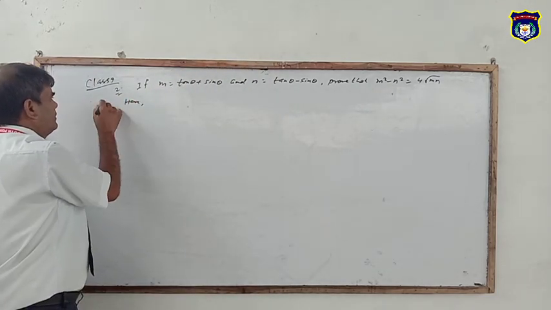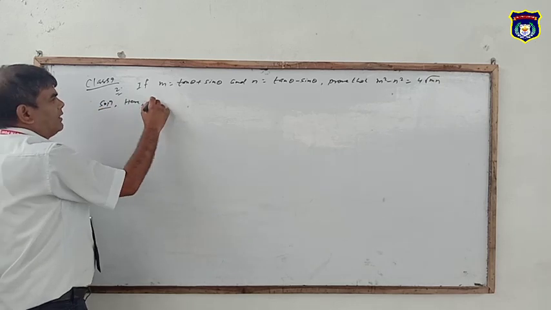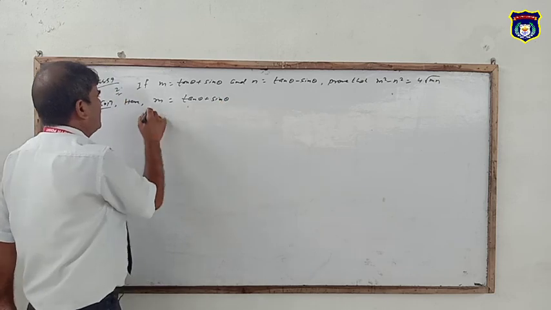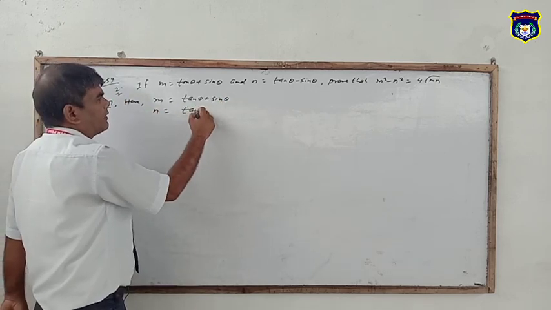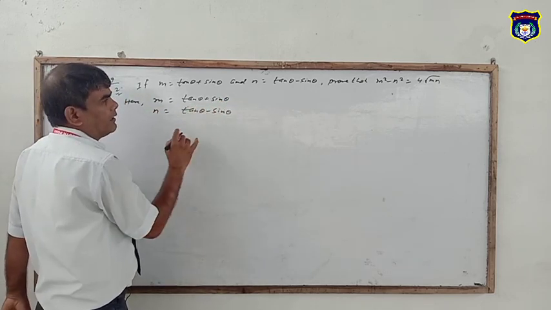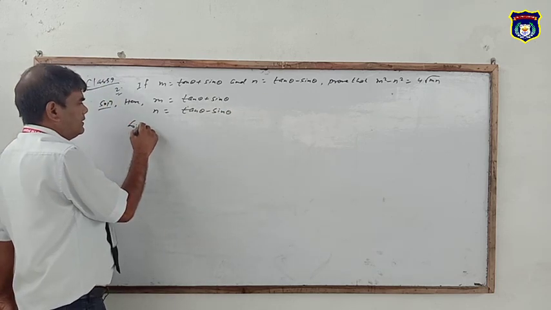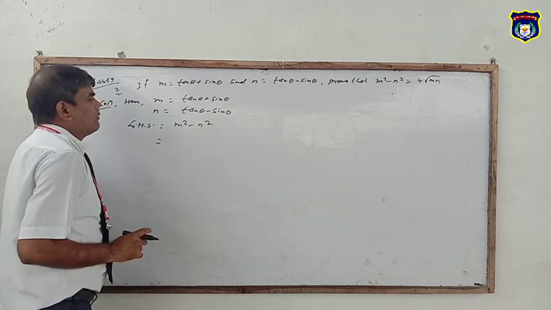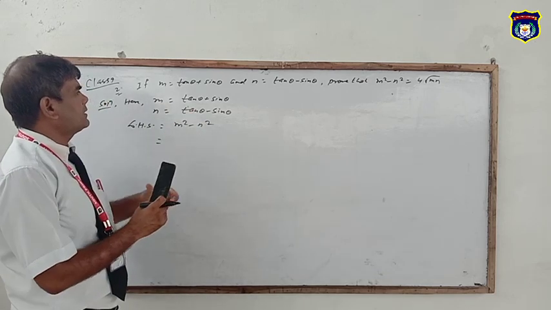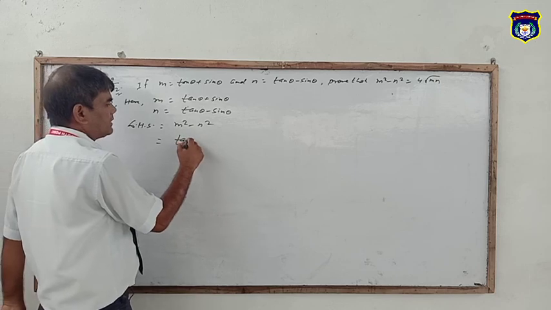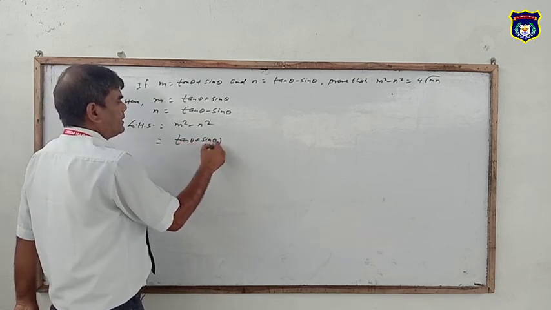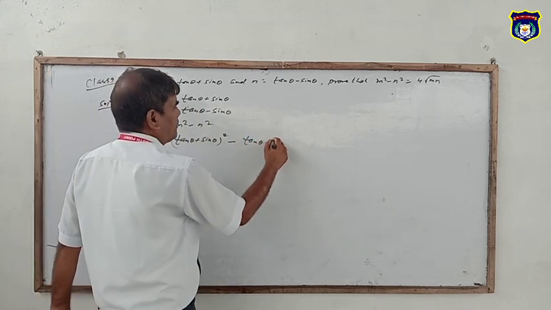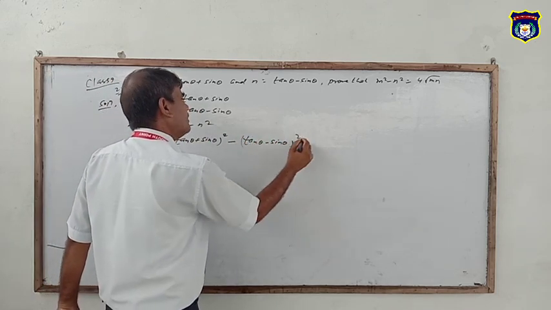Here m is equal to tan theta plus sin theta and n is equal to tan theta minus sin theta, and in LHS is m square minus n square. The value of m is tan theta plus sin theta, so this is (tan theta plus sin theta) whole square, and n is (tan theta minus sin theta) whole square.